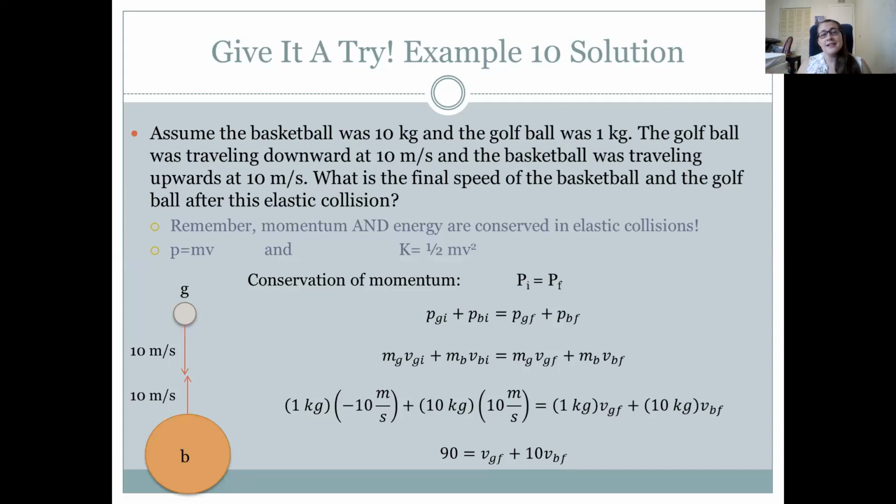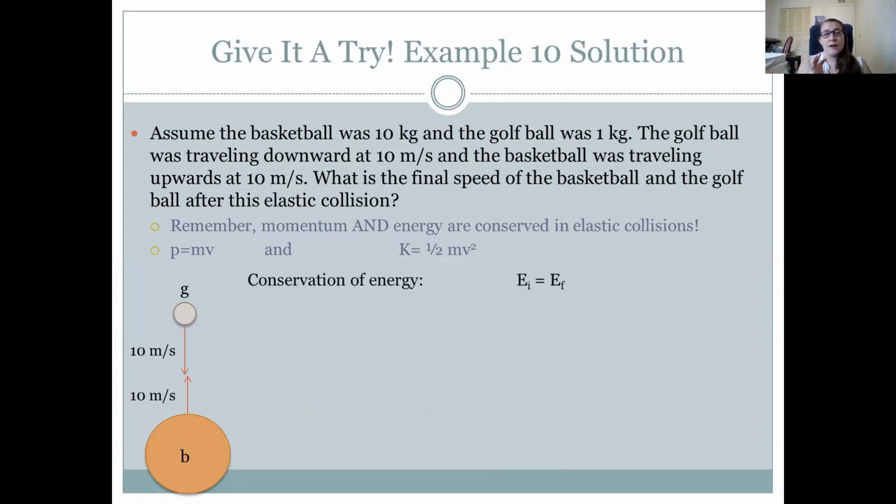But since this is an elastic collision, that means kinetic energy is also conserved. So our next step is to look at conservation of energy, where our initial total amount of energy is the same as our final total amount of energy. It's the same amount the whole time throughout the problem. So initially, we are dealing with the kinetic energy of the golf ball plus the kinetic energy of the basketball. And same thing at the end, kinetic energy final of the golf ball plus kinetic energy final of the basketball.